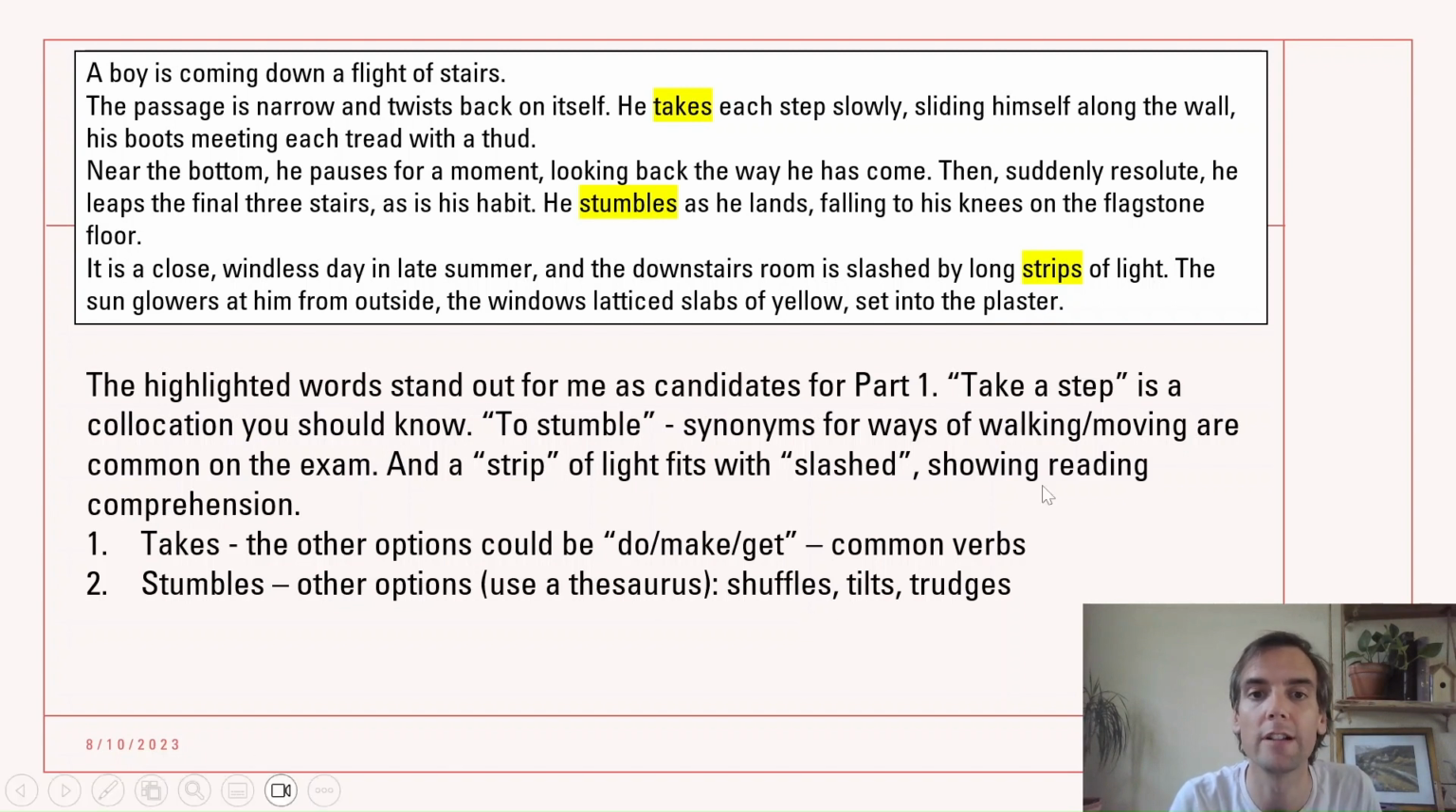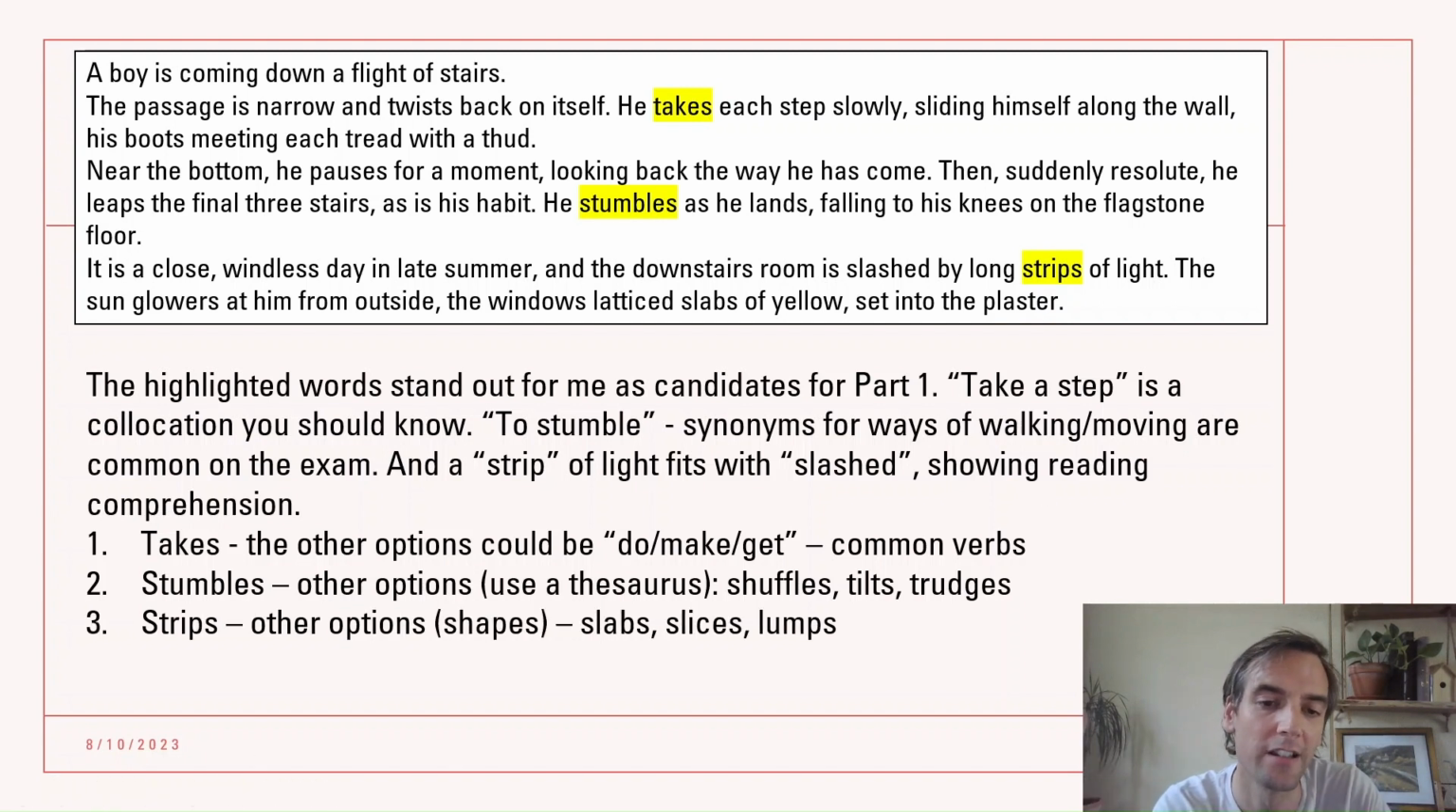And the last one, strips of light. Well, I'm thinking of shapes. A slab, you can get a slab of meat or cheese or something, or a paving slab or a bit of concrete. Slices, a slice of pizza, a slice of a shape of something, or a lump, referring to more the texture, the consistency. They're sort of related, but from the context, it would be a strip of light. So I'm thinking about vocab, collocations, clues in the sentence. Even when I'm reading a normal book, I can be practicing for the C1 exam.